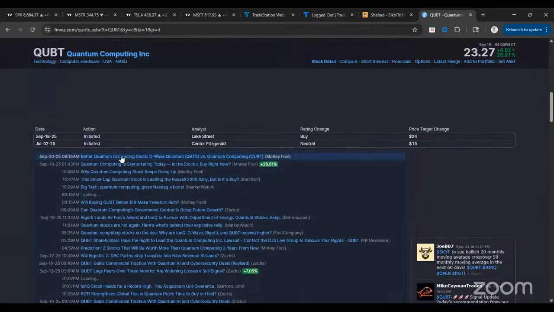And then you can look at the news and stuff. Quantum computing is skyrocketing today. Is the stock a buy right now? So you can look at all these articles here in the news, and they will give you more information about the company and their fundamentals.